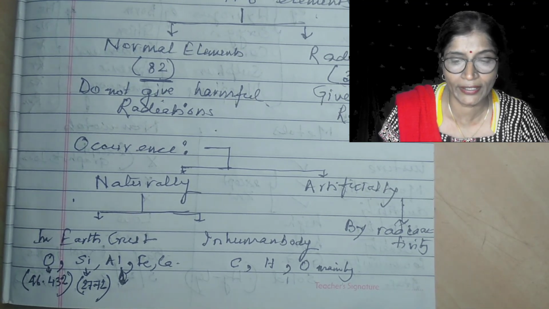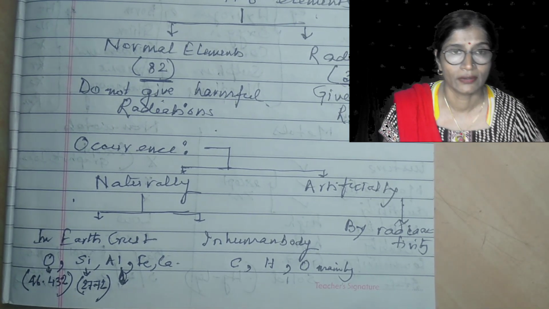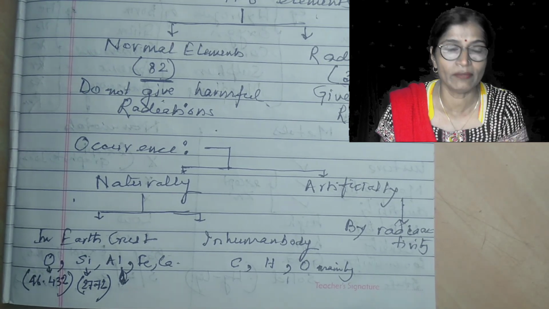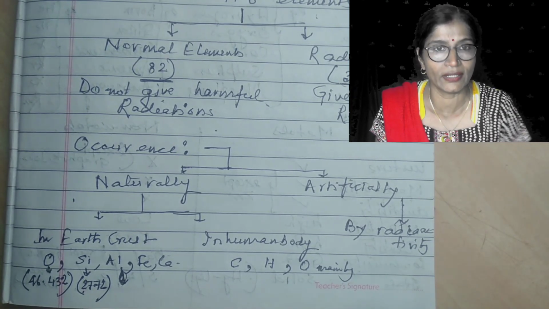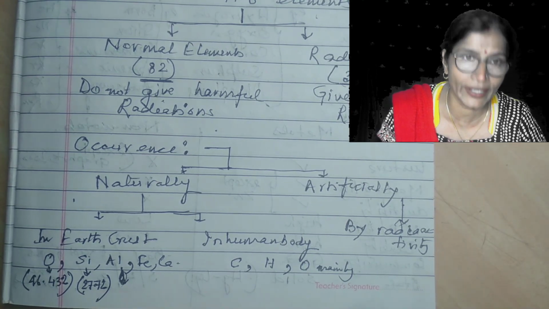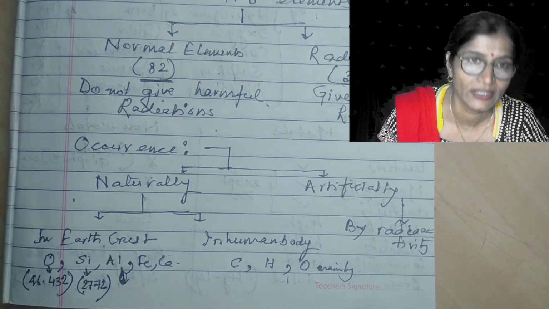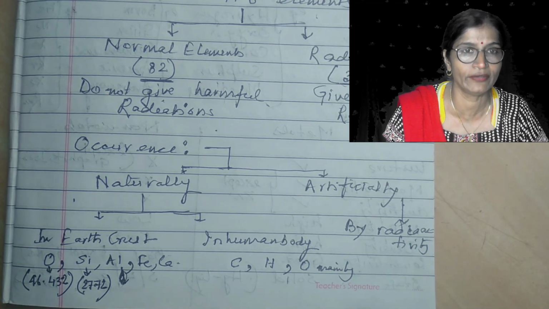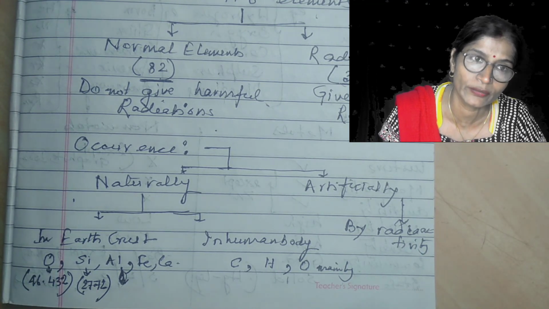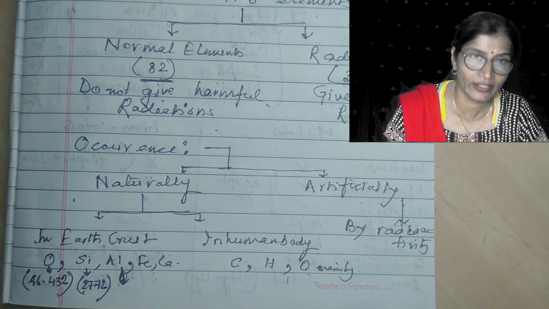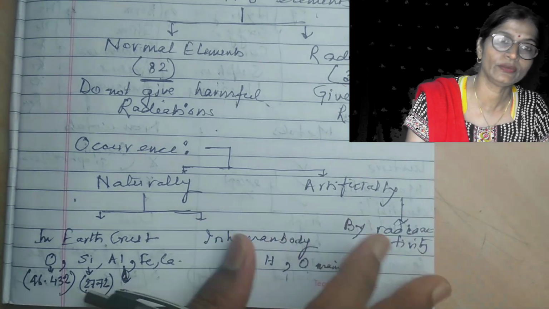Now, by radioactive means, one element can be converted into another element, like uranium. A radioactive element is there, and by radioactivity it can be converted into another element. In the same way, radium can be converted into another element.